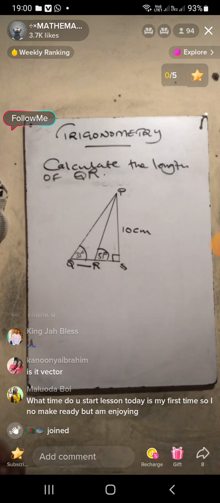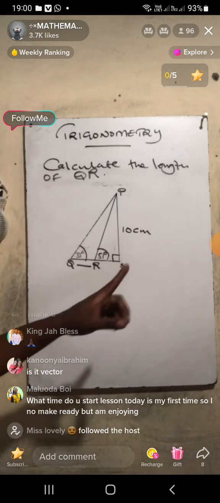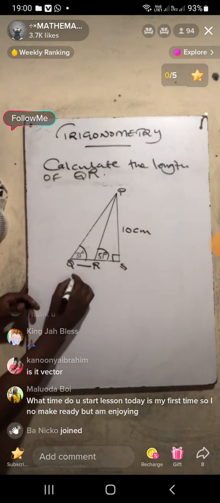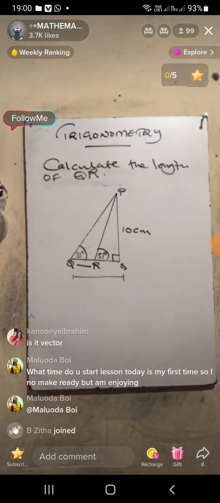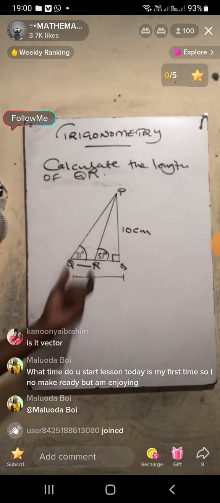So, my good friends, if they want us to find this length, the best thing we need to do is to find the larger length. We need to first determine this length. We first know what that length is. Okay, if we are able to know that length, then it will be easy for us to know that other length.